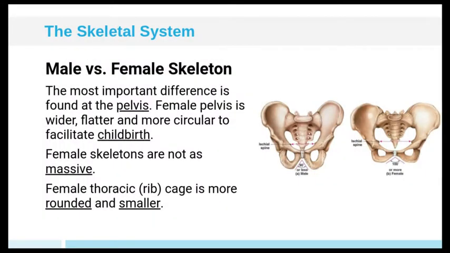So when we talk about male versus female skeleton, the most important difference is found in the pelvis. The female pelvis is wider, flatter, and more circular to facilitate childbirth. Female skeletons are not as massive, and the female thoracic or rib cage is more rounded and smaller. And again, if you refer to the pictures to the right, you can see that the female hips are kind of opened up and more flat, and there's a much larger opening for the baby to go through.